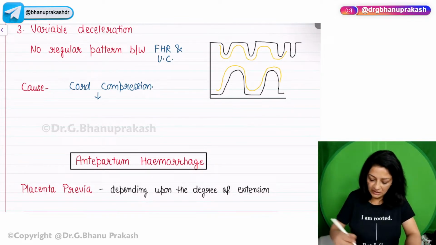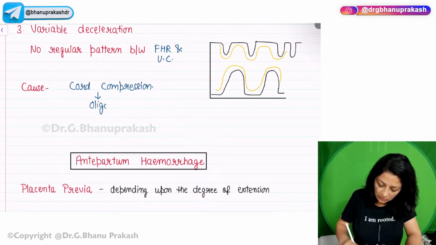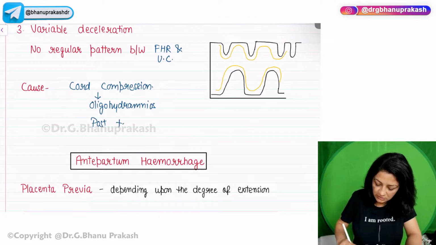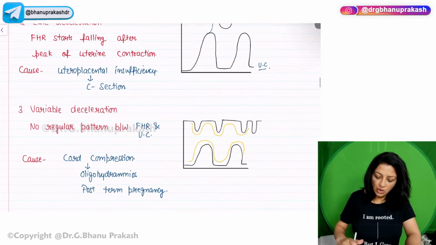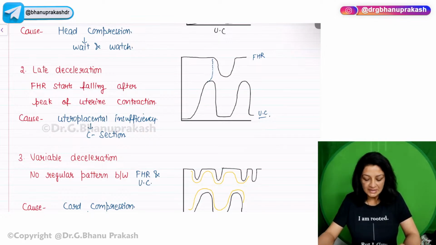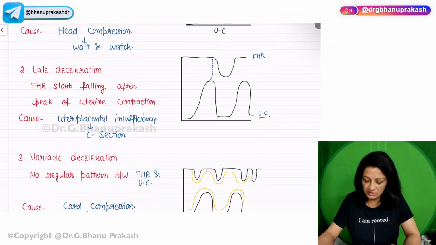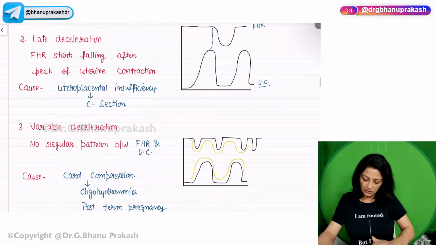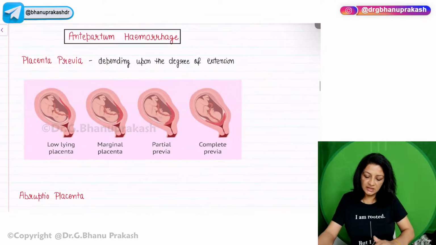Cord compression is seen in oligohydramnios and in case of post-term pregnancy. So clear to all of you? First one is early deceleration, causes head compression. Second one, late deceleration, causes uteroplacental insufficiency. And the third one is variable deceleration, which is seen in cord compression. So this is all about CTG.